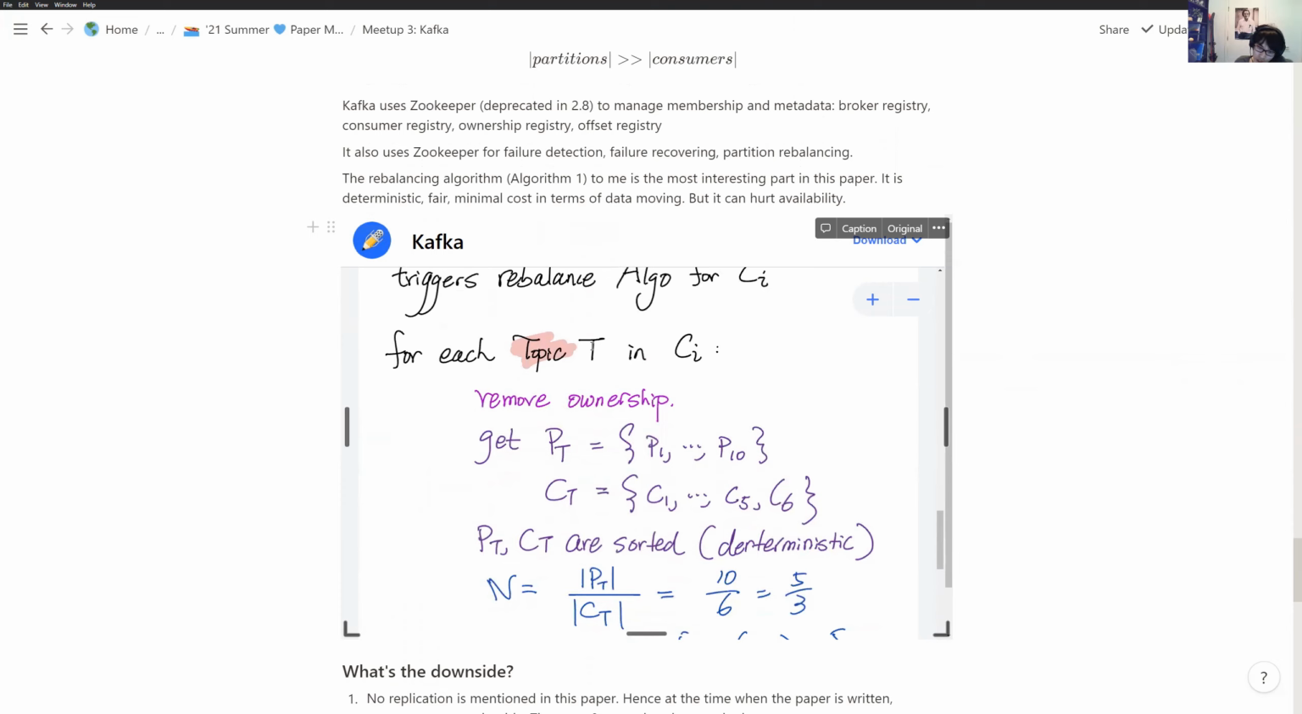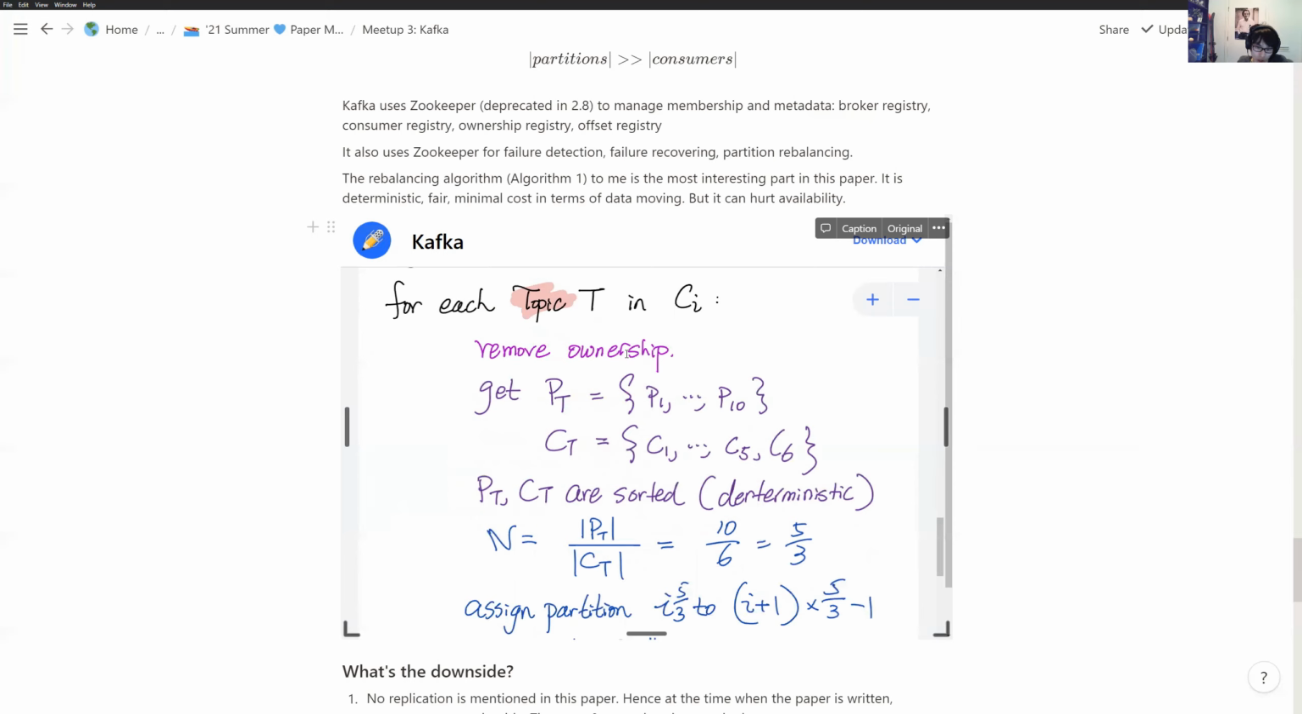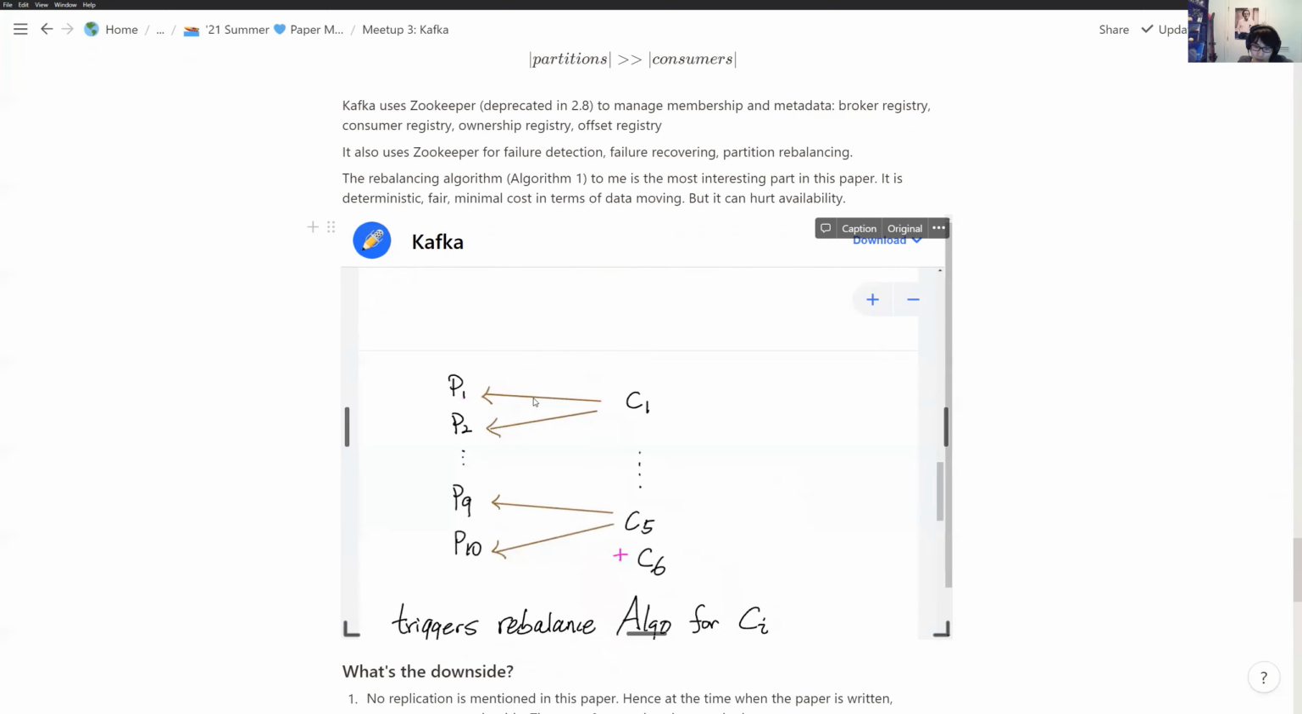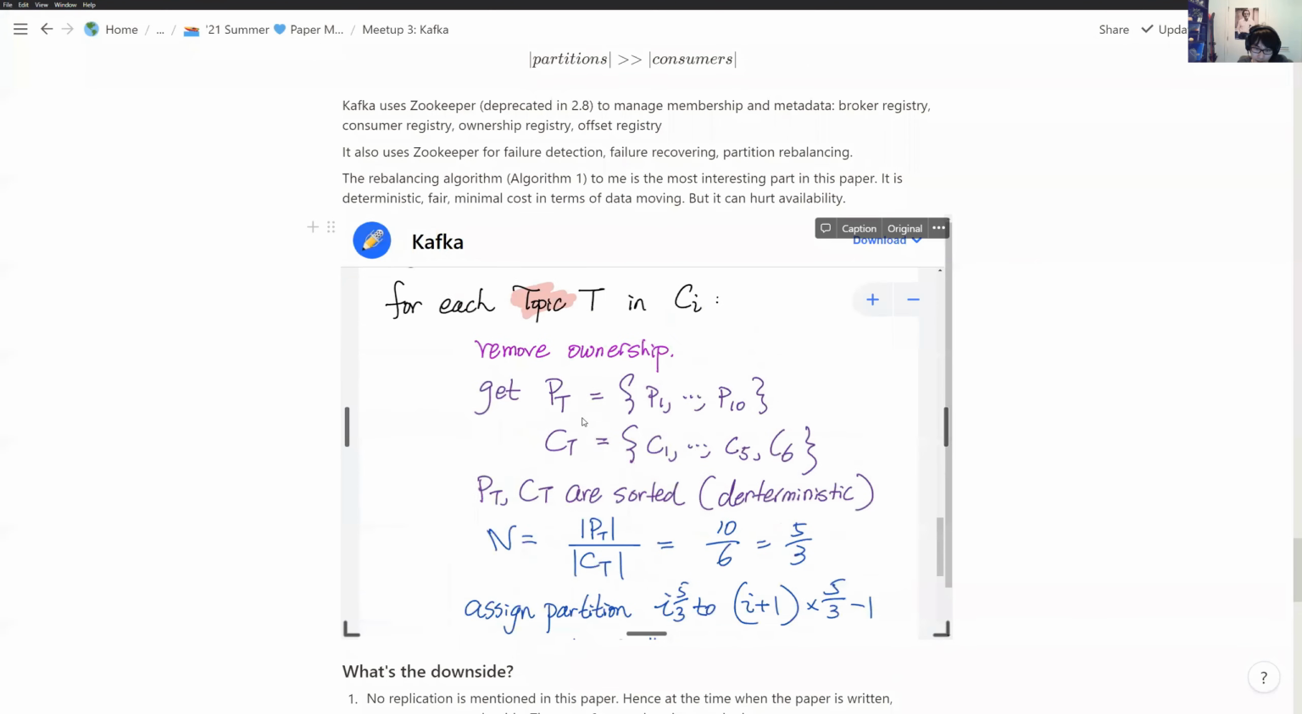And the algorithm goes: for each topic in CI, we first remove the ownership. And by removing the ownership, we basically block the consumer from consuming the logs anymore. And after removing ownerships, for example, if this is C1, we just cut these 2 arrows, and P1 and P2 now no longer belong to C1. And we try to get the set of partitions and consumers, and we sort them based on index.